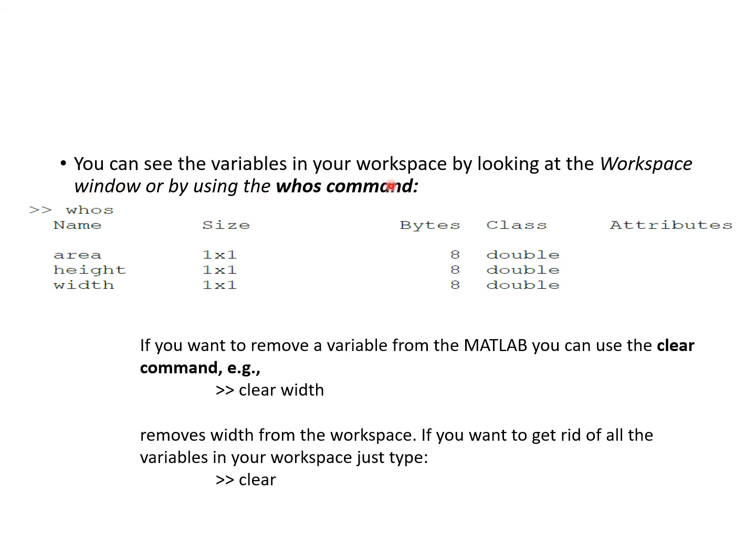Now, you can see the variables in the workspace by looking at the workspace window. For example, this one. If you want to clear it, you just type in clear width, and this will be cleared. If you want to clear all, you type in clear, and all of the variables in the command window and the workspace will be cleared.